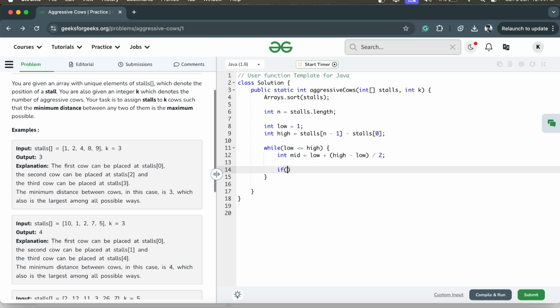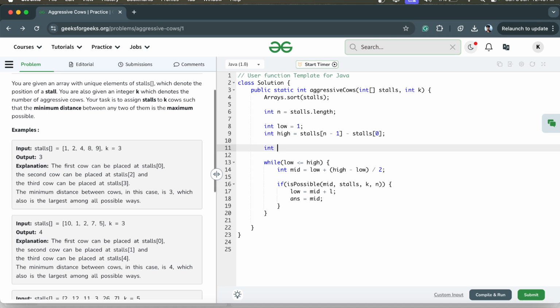We will check if this mid is possible or not. That is something we are trying to figure out. Pass the stalls, k, n. If it is possible, then what we do is low we will update to mid plus 1, and answer is something we will shift. Answer basically points to mid. Okay, let us create the answer as well. Int answer equals 0. Answer we have updated.